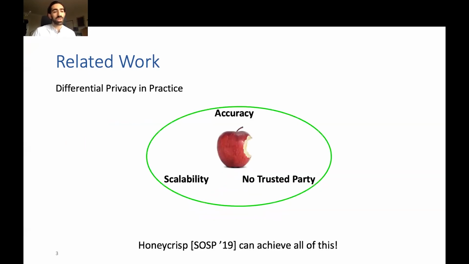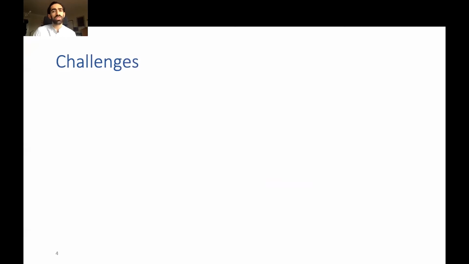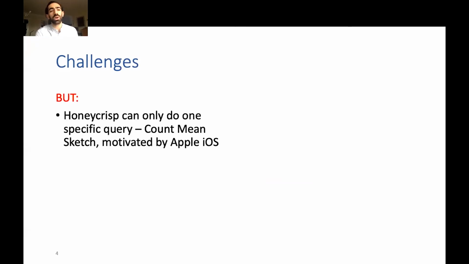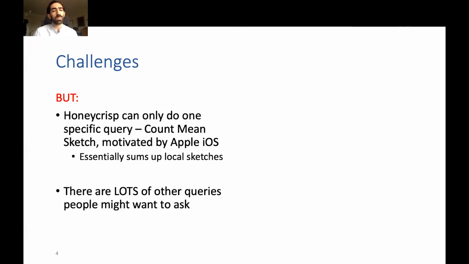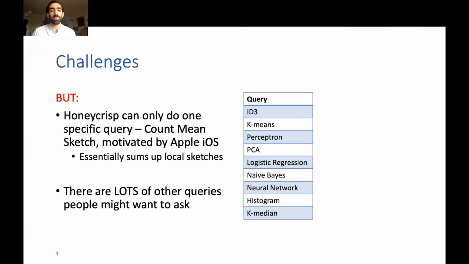So last year, we actually presented a system called Honeycrisp at SOSP, which achieves all of these three properties. However, Honeycrisp comes with a big caveat, which is that it only supports one hard-coded query, which is this count-mean sketch query motivated by Apple's iOS deployment. It essentially sums up local sketches. But there are lots and lots of other queries that people might want to ask.